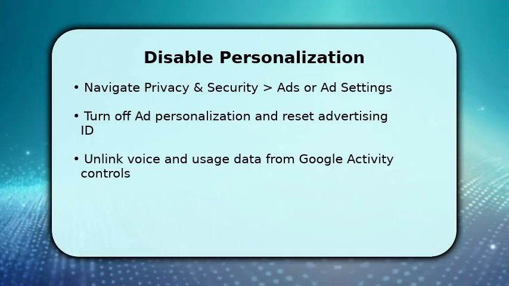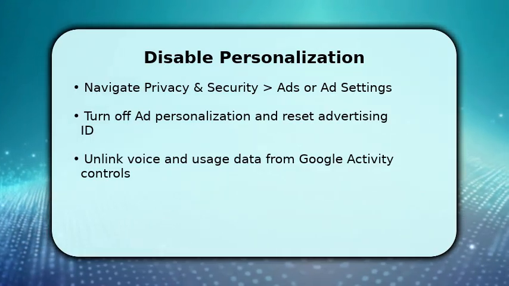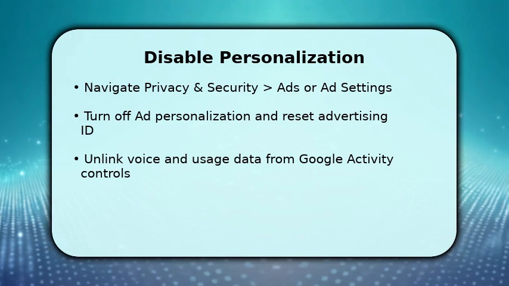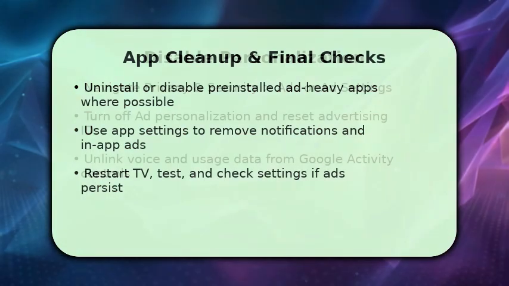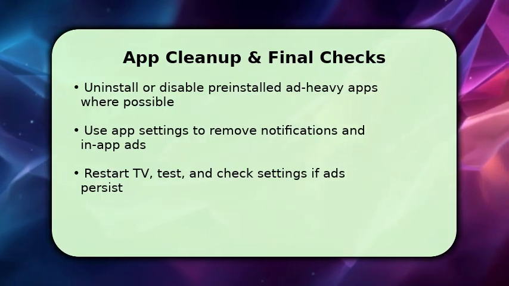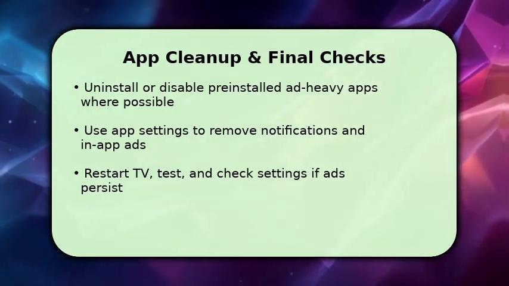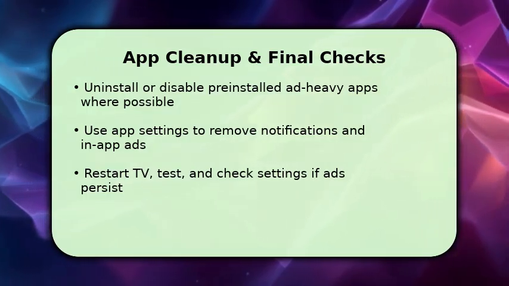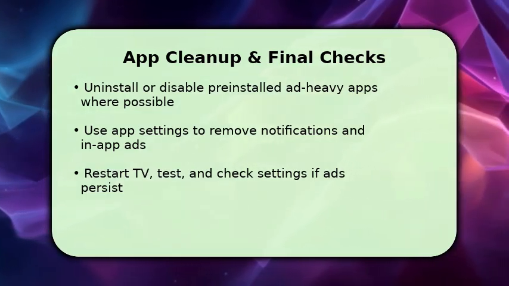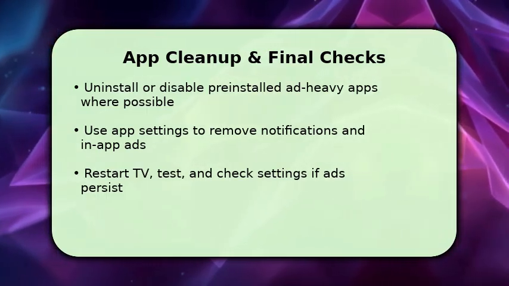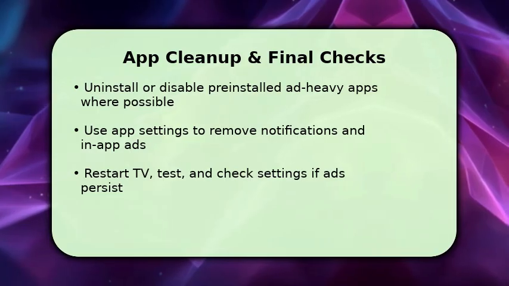They won't remove banner placements from free apps, but they stop personalized targeting. And finally, remove or disable any ad-heavy apps you don't use. Long press an app tile or go to Apps, see all apps to uninstall or disable. Open remaining app settings to turn off promotional notifications and in-app suggestions. Once that's done, restart the TV to apply changes and test several apps and the launcher. If ads persist, recheck account ad settings and app permissions.